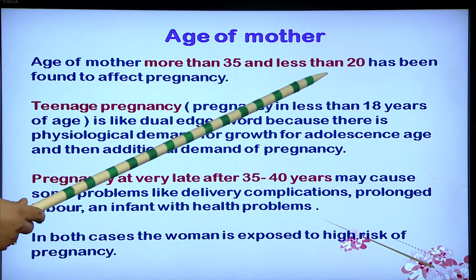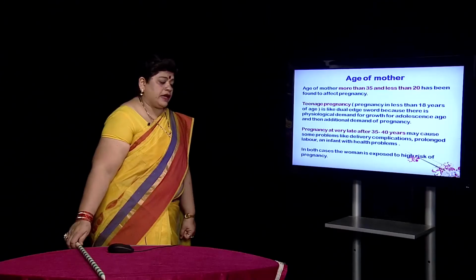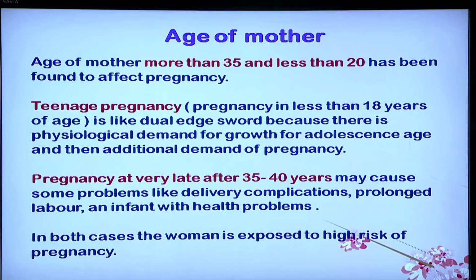Age of mother more than 35 and less than 20 has been found to affect pregnancy. Teenage pregnancy: if the girl gets pregnant at an age less than 20, the condition is called teenage pregnancy. It is a double-edged sword, because there is physiological demand for growth of adolescence and then there is additional demand of pregnancy. Pregnancy at an age later than 35 to 40 years may cause problems like delivery complication, prolonged labor, and infant may be born with health problems.